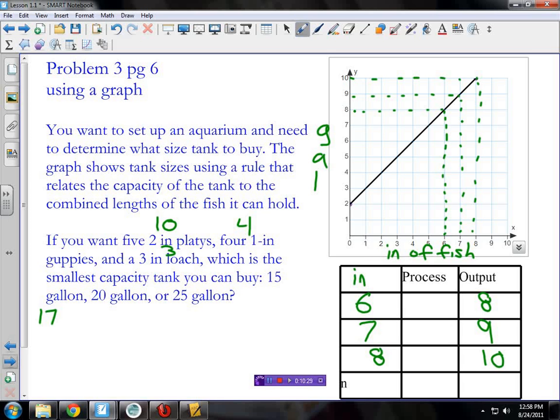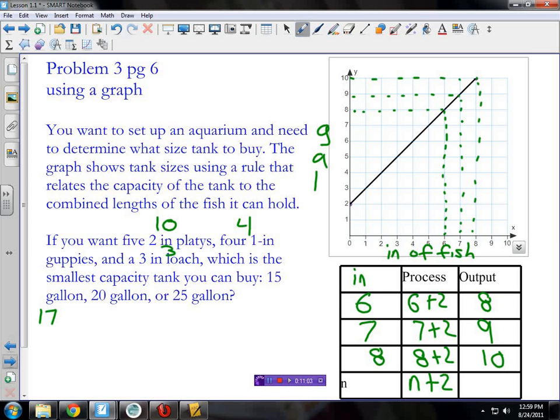Now, if I look at the process and I want to make up an algebraic expression to represent what's happening, what math are we doing to get from the inches of fish to the gallons of water? Yeah, adding 2, right? So here it's going to be 6 plus 2, 7 plus 2, 8 plus 2. And then if I have a variable n, what's the process going to be? N plus 2. And then the output will just depend on what input you use.